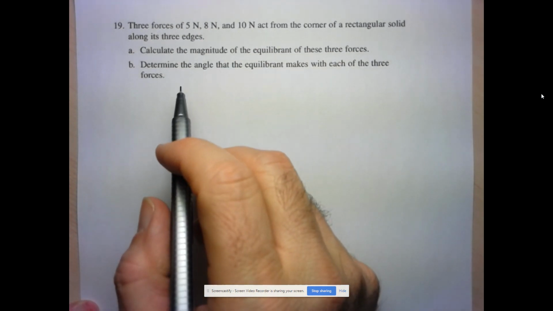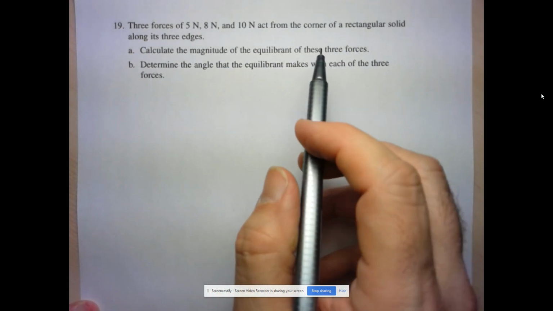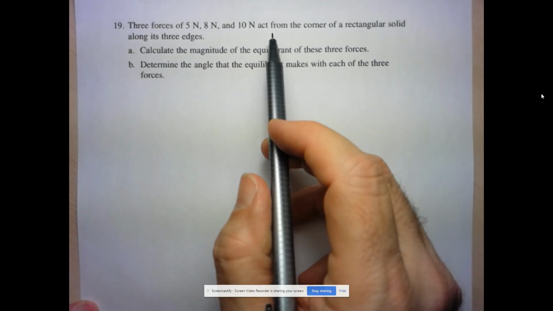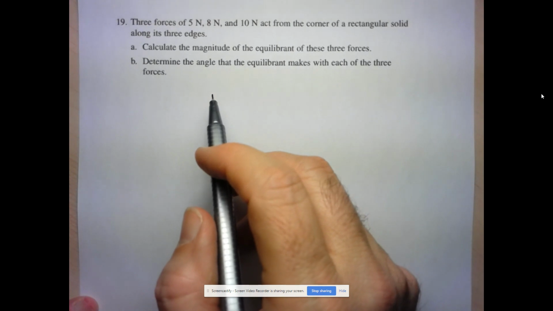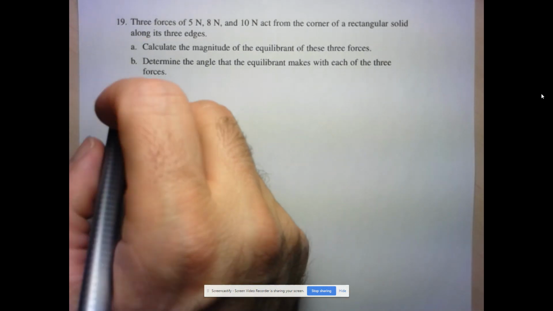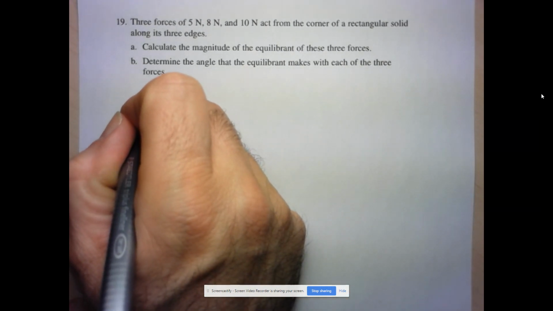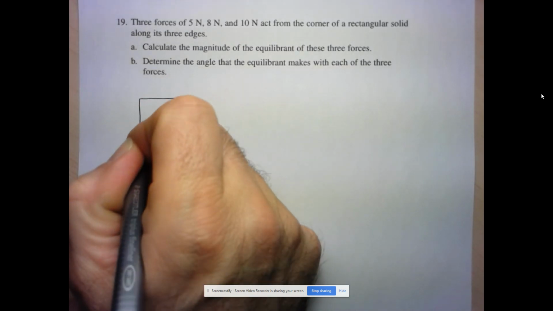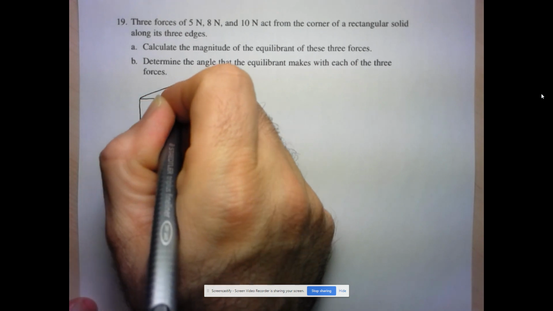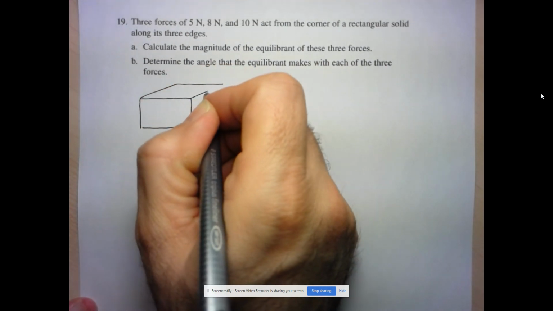So what's a little tough about this problem is that we have to try to represent a 3D scenario on a two-dimensional piece of paper. But I'll do my best here. So I'll start by drawing a rectangular prism. So here's my rectangular prism.